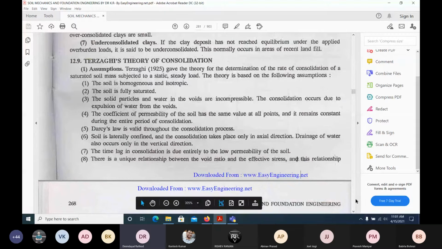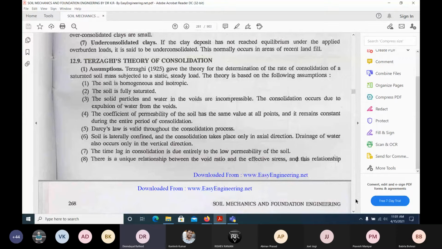Coefficient of permeability, K of a soil, has the same value at all points. It cannot be in reality, but these are our assumptions. So coefficient of permeability is the same all along and remains constant. So Darcy's law is valid throughout the consolidation process. What is Darcy's law? Velocity is directly proportional to the hydraulic gradient. V is directly proportional to i, or V = Ki, where K is the coefficient of permeability. Already we have seen Darcy's law.